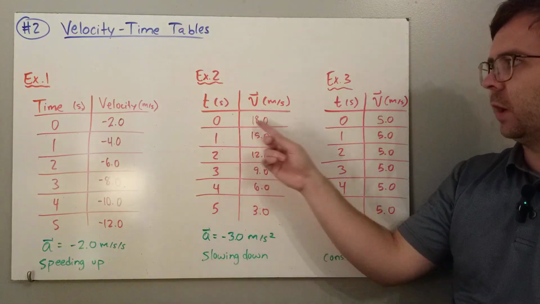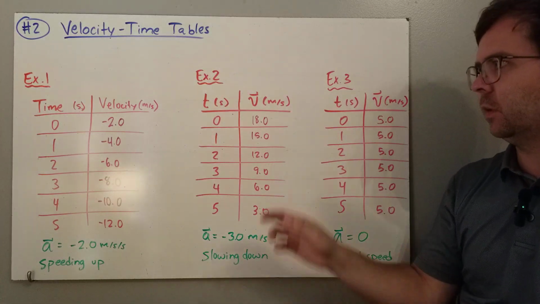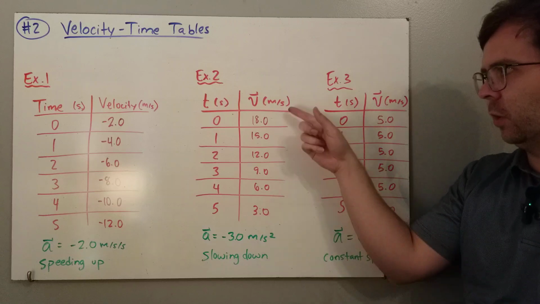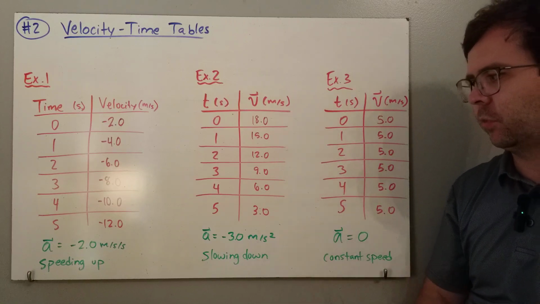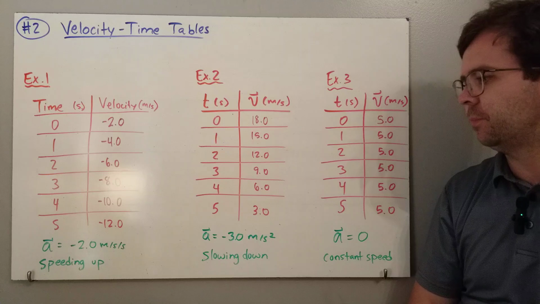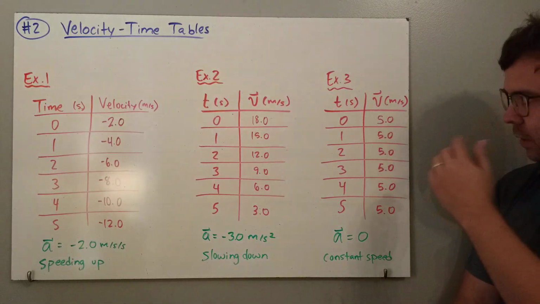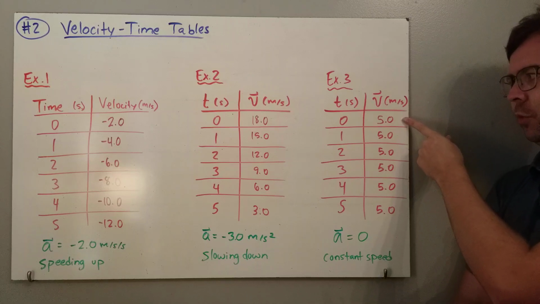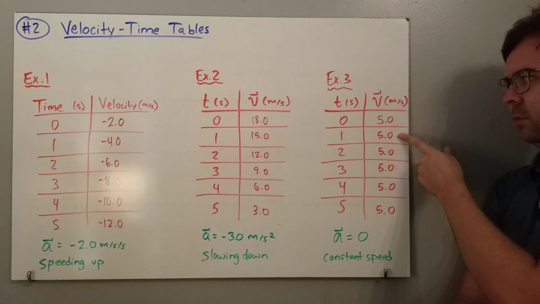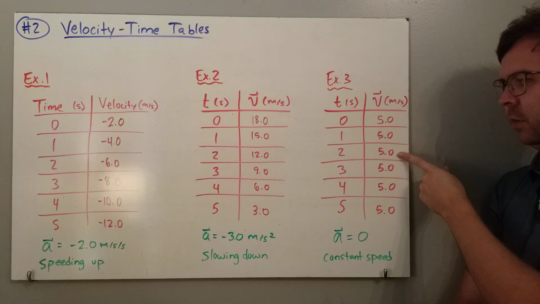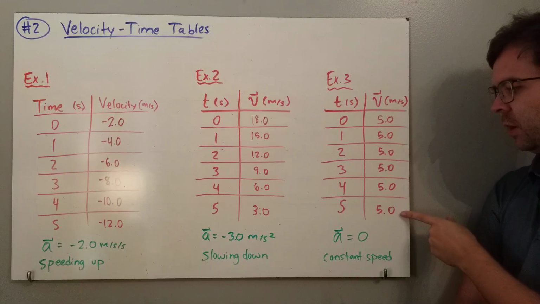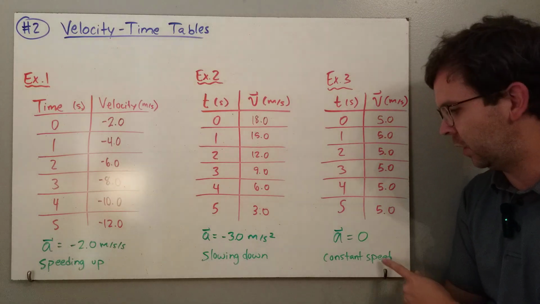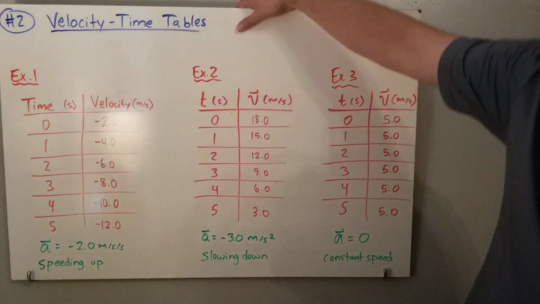Example 2, we start out at 18 meters per second positive, and then as time goes on, it goes to 15, 12, 9, 6, 3. So here we're slowing down at a rate of -3.0 meters per second per second. And then example 3, if you look at the velocity here, at the start, it's 5 meters per second. After a second, it's 5 meters per second. After 2 seconds, it's still 5 meters per second. It stays constant. So this is an acceleration of 0. The velocity is not changing, and so we say this is constant speed.